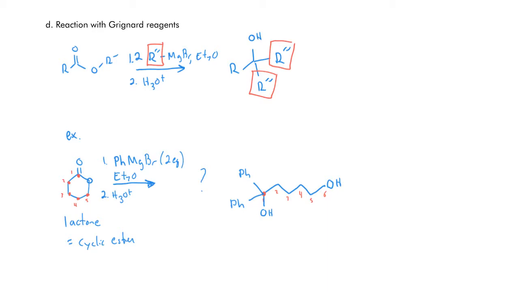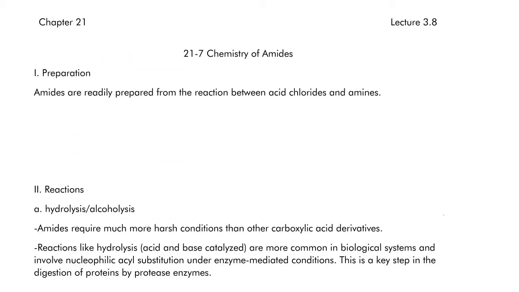That's the leaving group for it. So basically each phenyl group attacks that carbonyl at 1, and the first one generates a ketone, and then the second one generates the alcohol, and then we kick off that 6. So that's the product. I hope you got it right. Let's go to the next page.